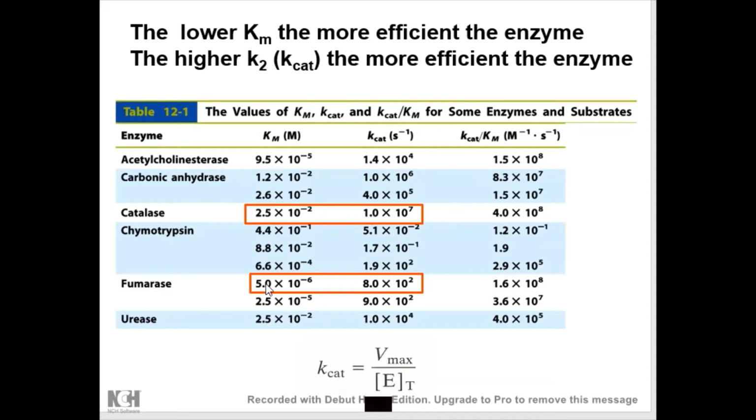And fumarase, it has much lower Km and much lower kcat, but the efficiency of fumarase is almost the same as for catalase. It's also very high, above 10 to the 8. This indicates that you can achieve high catalytic efficiency both by reducing the Km or by increasing the kcat. Next time we are going to talk about enzyme inhibition.